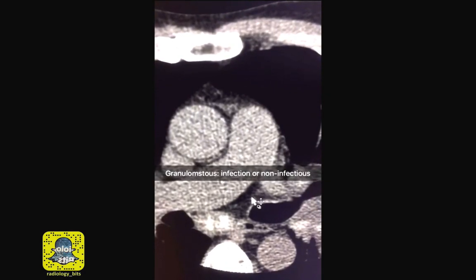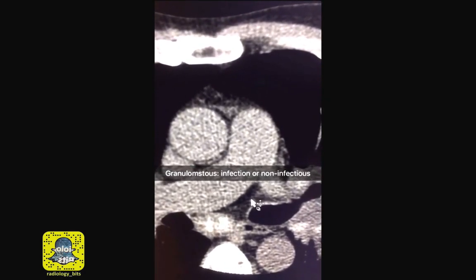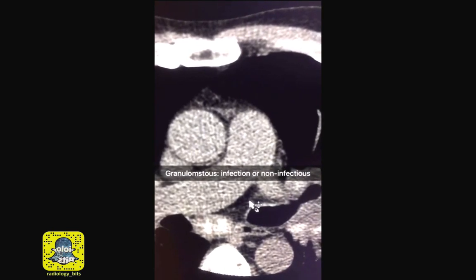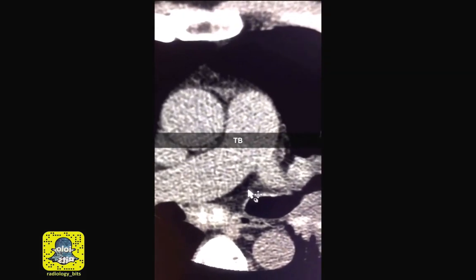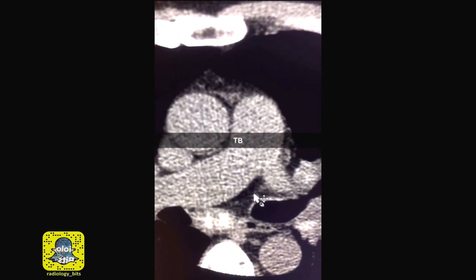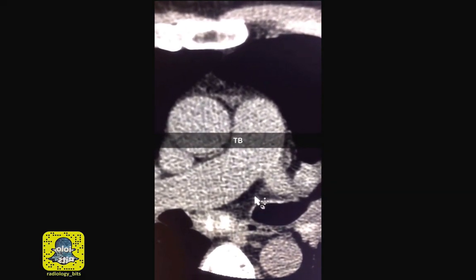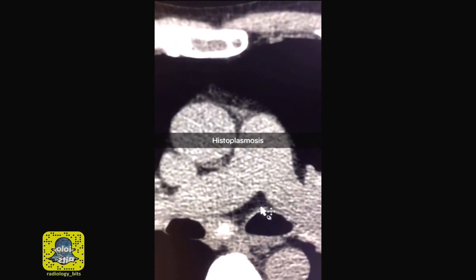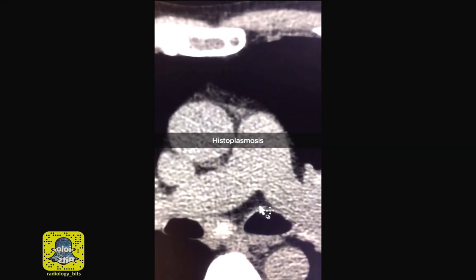The first category for this differential diagnosis is that of granulomatous disease, which could be due to an infection or other cause. When it comes to infection, the commonest reason worldwide would be previous tuberculosis. Fungal infections such as histoplasmosis are also common in some regions of the world.